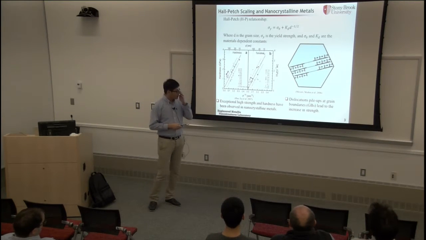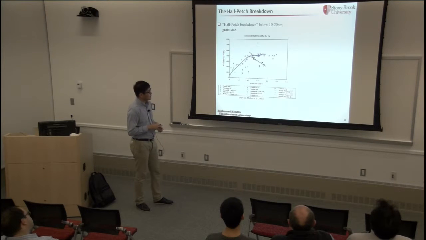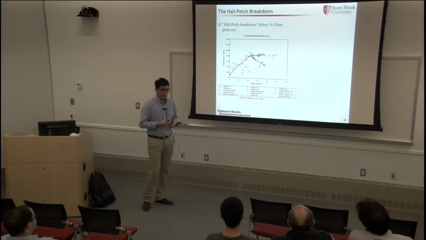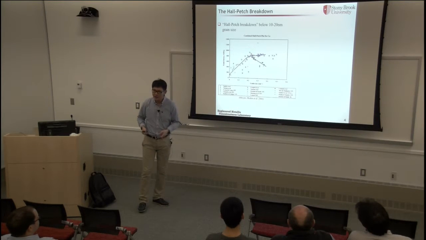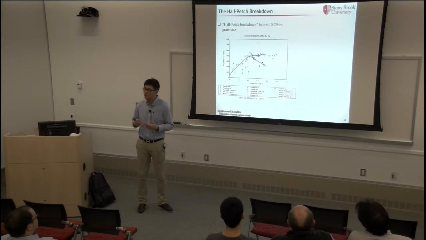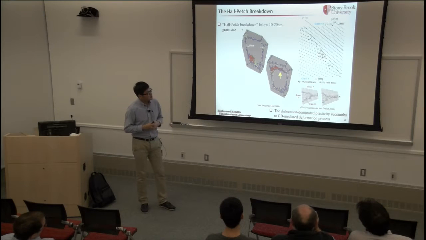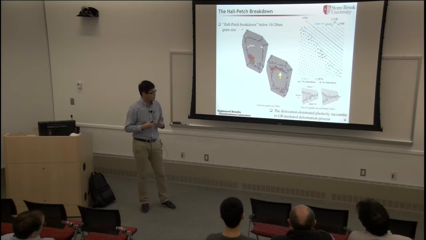Okay. So with further refinement of the grain size down to 10 to 20 nanometers, the strength starts to plateau. And even some results show that it decreases at the finest grain size. This phenomenon is termed the Hall-Petch breakdown. And the Hall-Petch breakdown signifies a shift in the deformation mode from dislocation-dominated plasticity to a grain boundary-mediated deformation process.